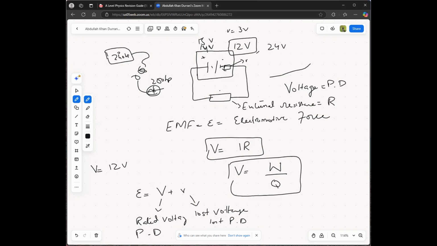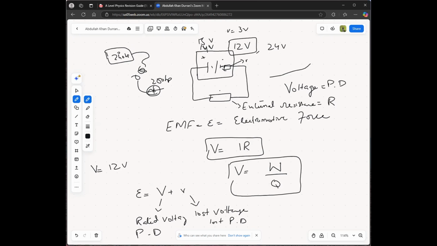Does that make sense? So this is actually the concept. So EMF is what the battery can make as a total, right? And V, or rated voltage or potential difference, is what actually is usable outside the battery. So that is denoted by capital V. And what would be the small v? It is the lost voltage along the way. Where is it being lost? It is being lost to the internal resistance.